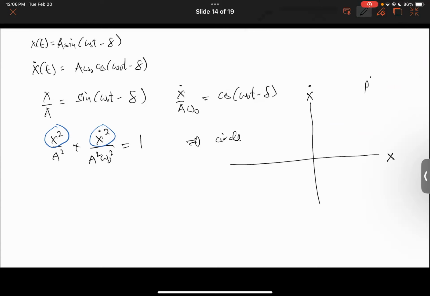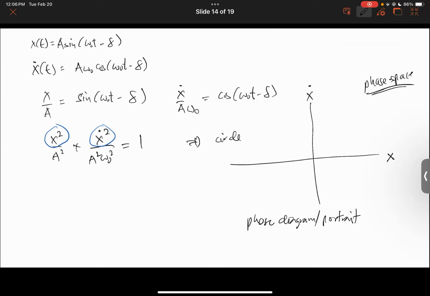So if you have this type of graph where you are plotting the velocity with respect to position, okay, this is called a phase diagram or a phase portrait in phase space. So what you're trying to do here is to describe the motion of the velocity with respect to position.